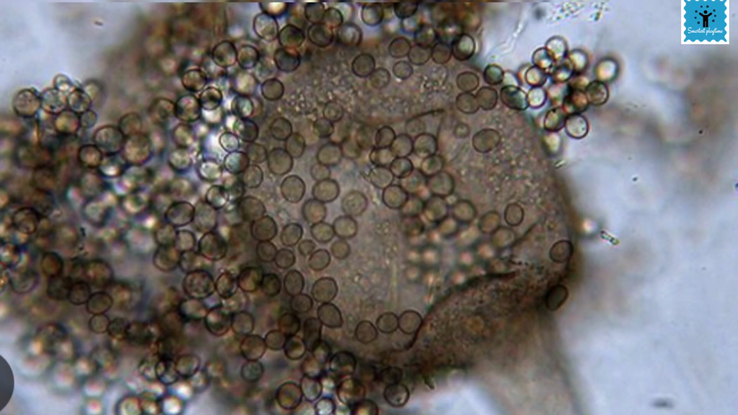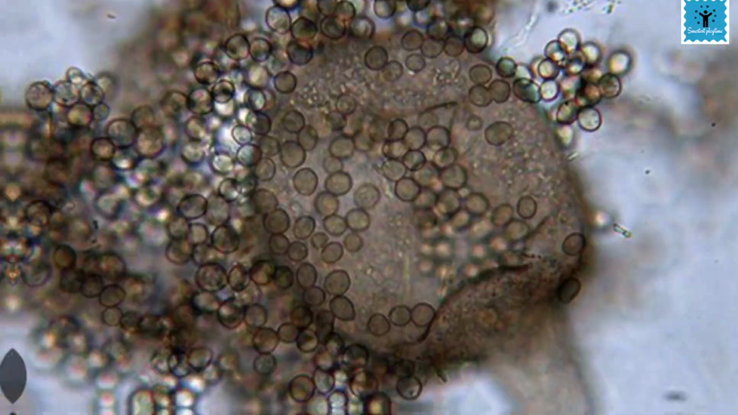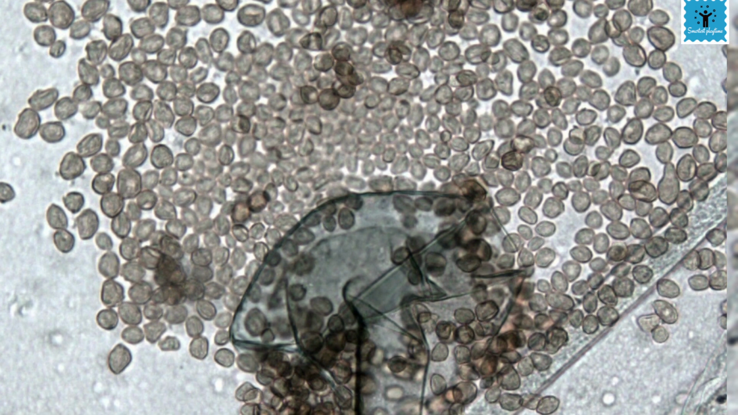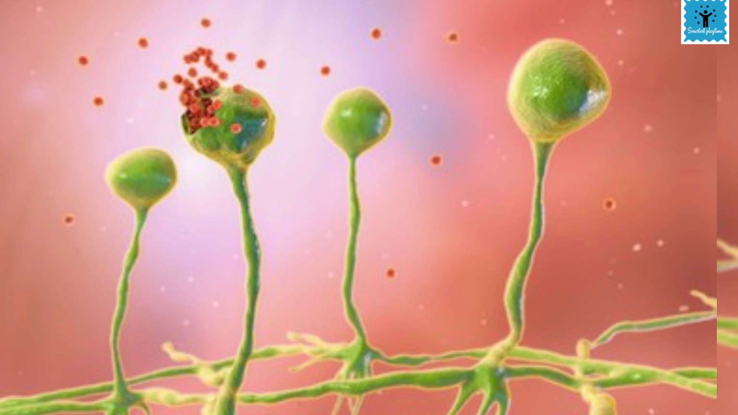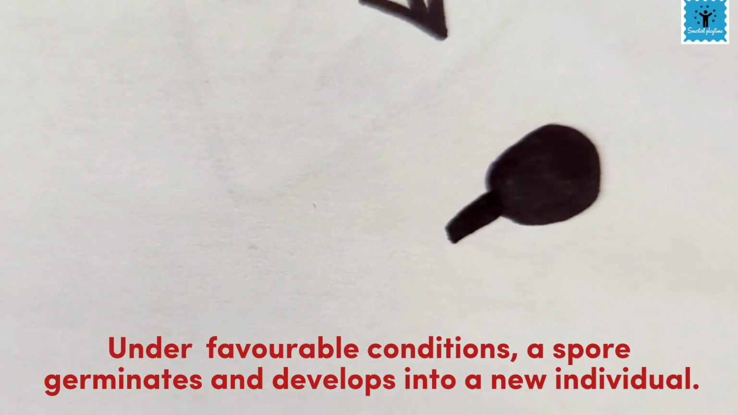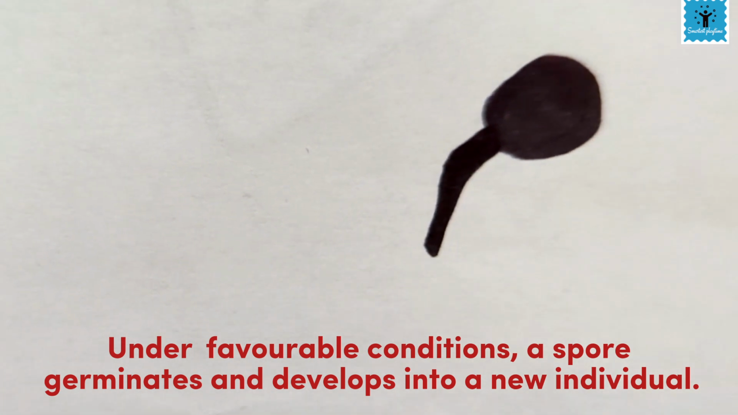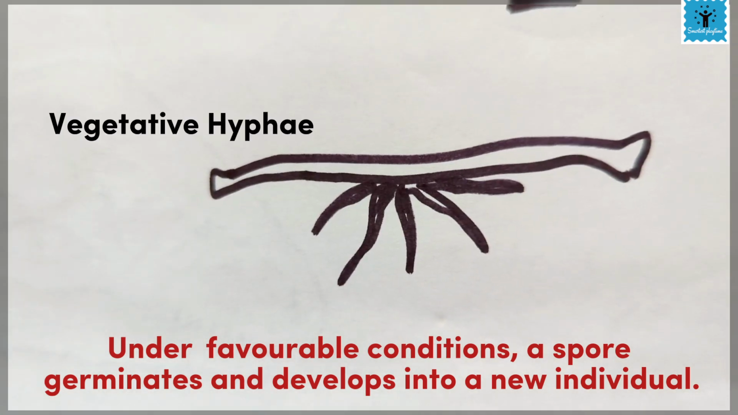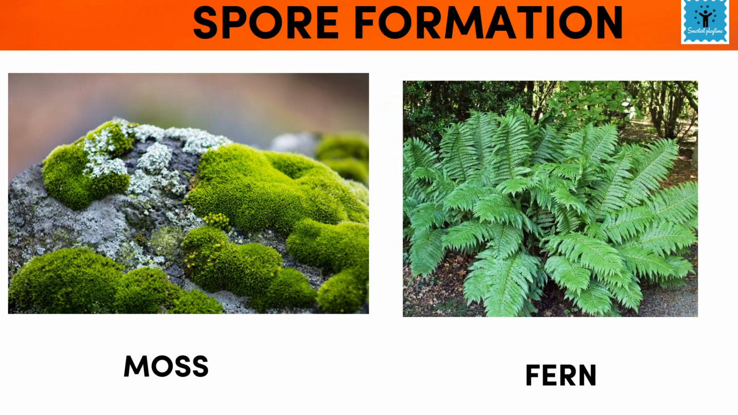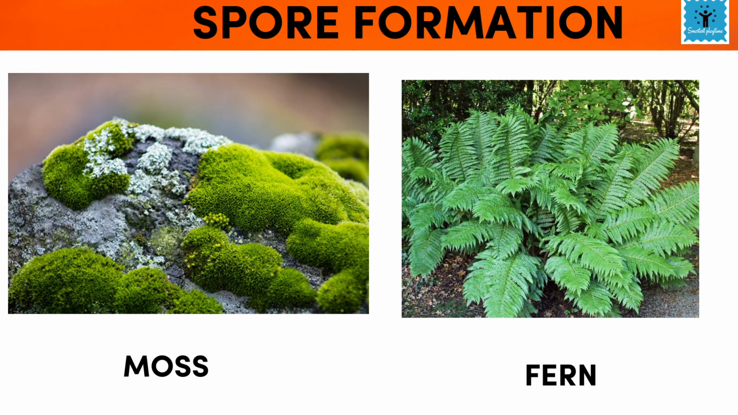Spores are asexual reproductive bodies, and each spore is covered by a hard protective coat to survive unfavorable conditions like high temperature and low humidity. So, because of this feature, they can survive for a longer time. When these spores get favorable conditions, a spore germinates and develops into a new individual. Plants such as moss and ferns also reproduce by means of spores.